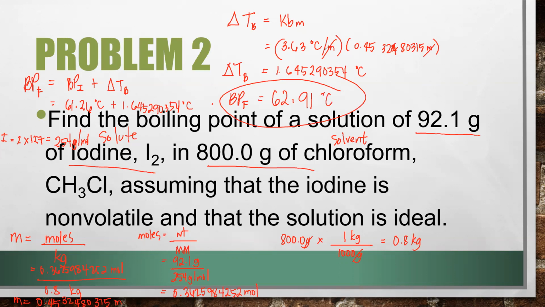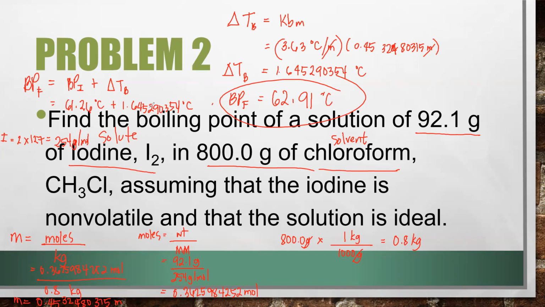Okay, tama. Okay, that's correct. So again, if it is just pure chloroform, it will boil at 61.26 degrees Celsius. But if we're going to add 92.1 grams of iodine in 800 grams of the chloroform, the resulting solution will boil at 62.91 degrees Celsius.